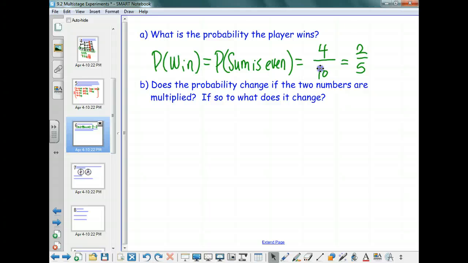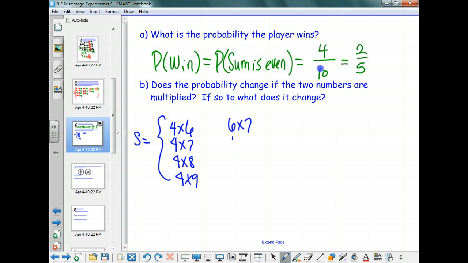This question says, does the probability change if the two numbers are multiplied as opposed to added? Okay, so we have the same sample space as before, except they're multiplied. So I have 4 times 6, 4 times 7, 4 times 8, and 4 times 9. I have 6 times 7, 6 times 8, and 6 times 9. I have 7 times 8, 7 times 9, and 8 times 9.